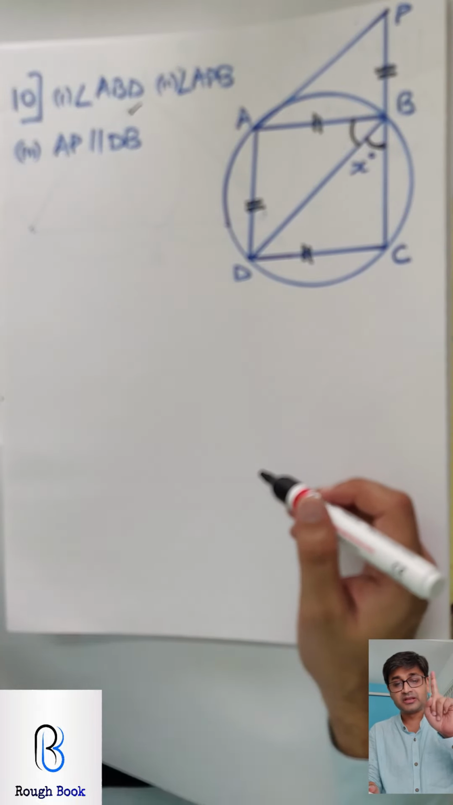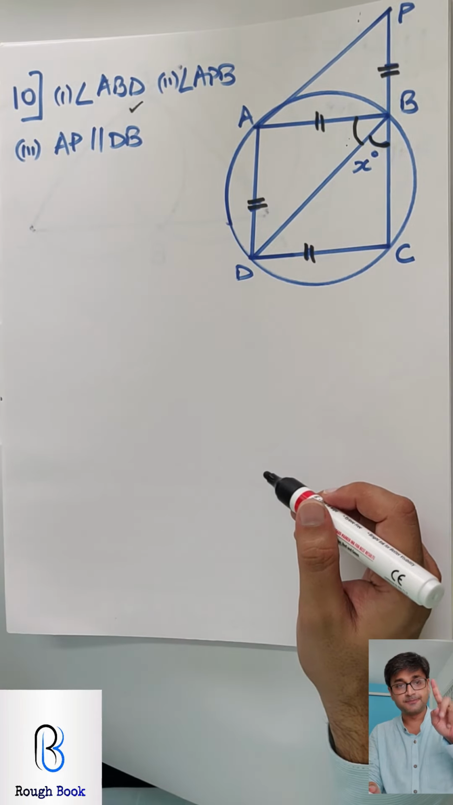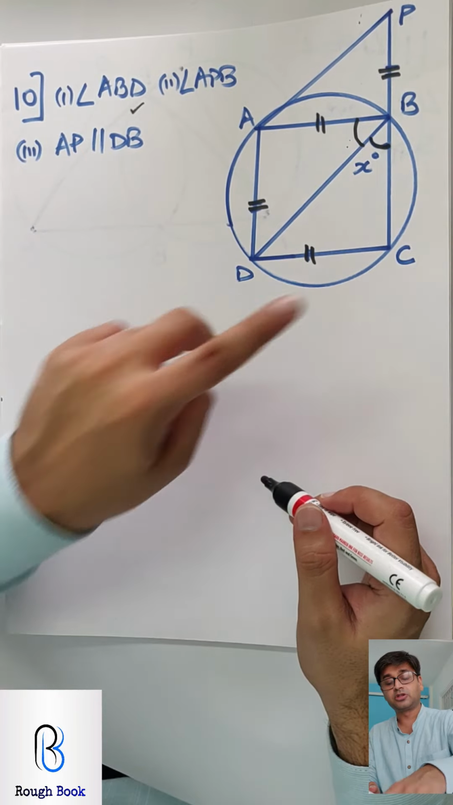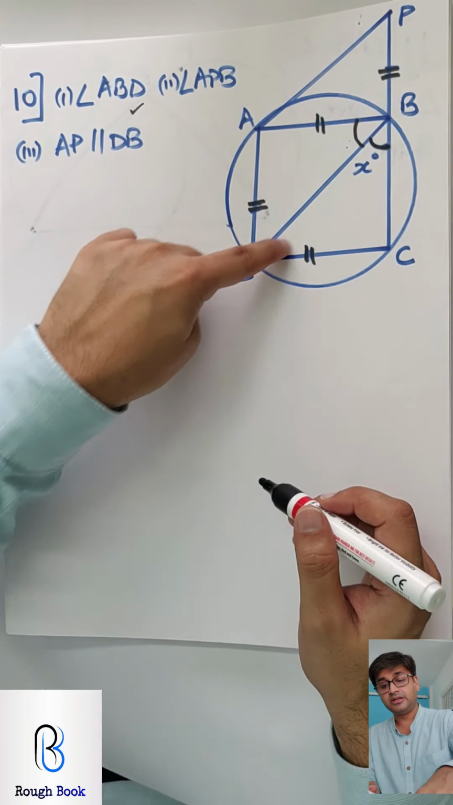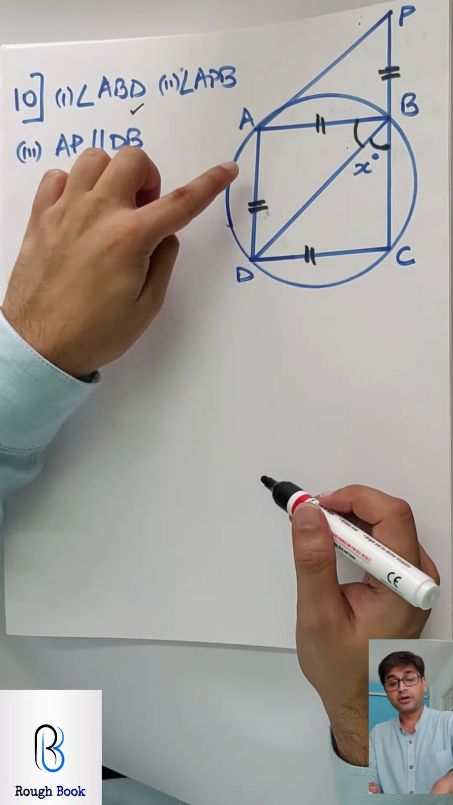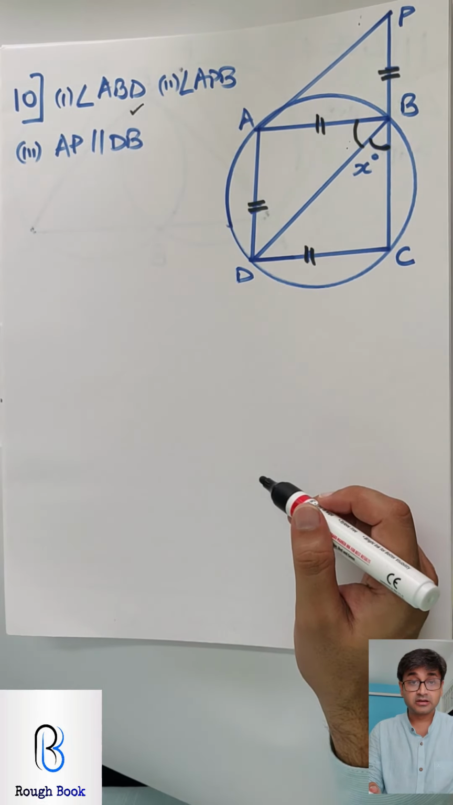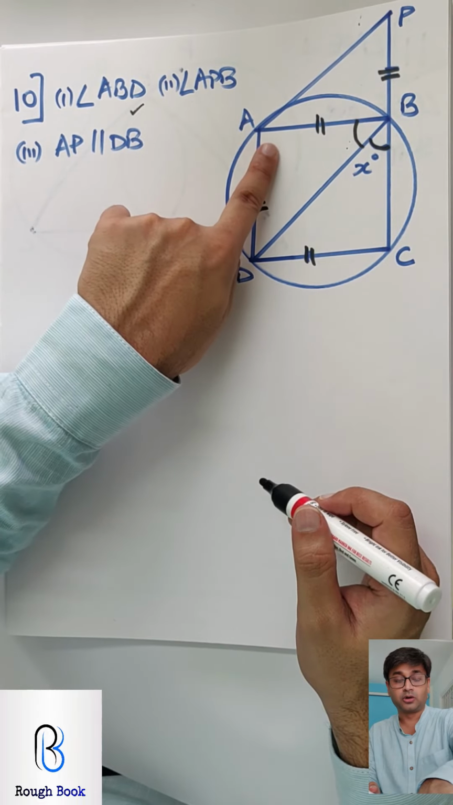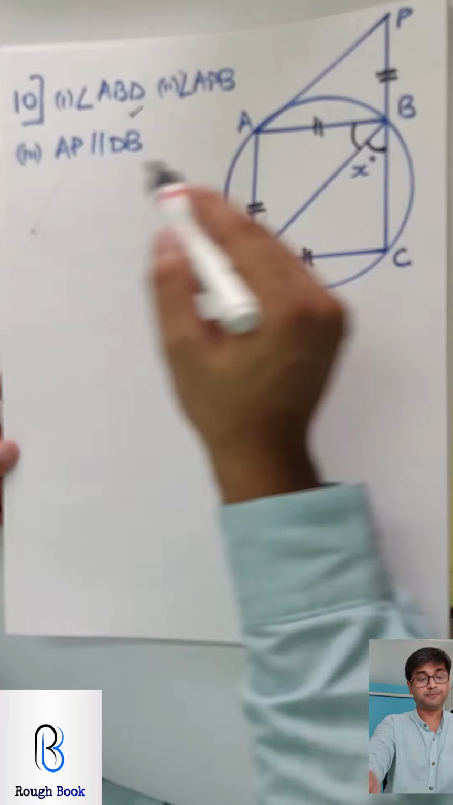So only 3 steps. Say step 1, chord AB equals to chord AD equals to chord DC. Step 2, therefore arc BA equals to arc AD equals to arc DC. Congruent chords subtend congruent arcs. And step 3, therefore angle ABD equals to DBC. Congruent arcs subtend congruent angles on the circumference, and therefore this will be x. If you want, you may not take this third chord, take only 2, that also will help you, because right now we just want these 2.